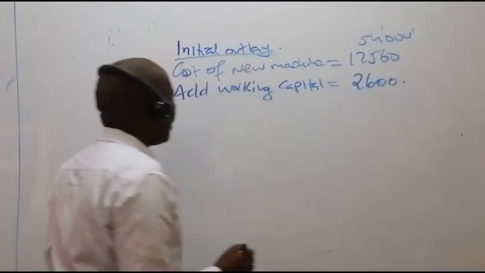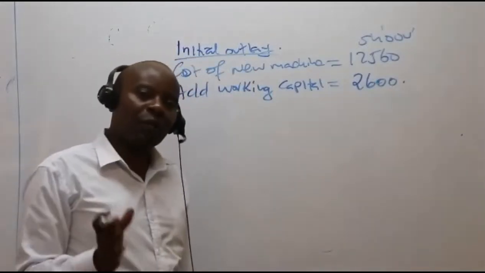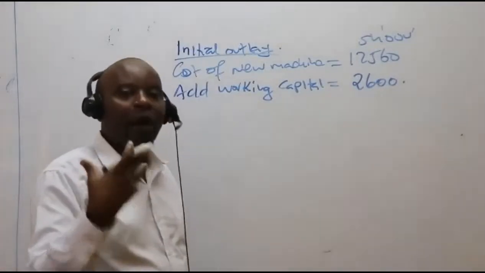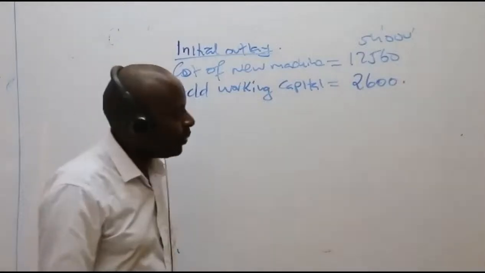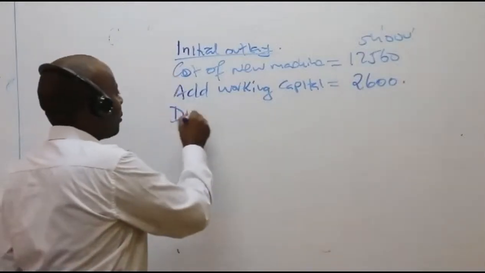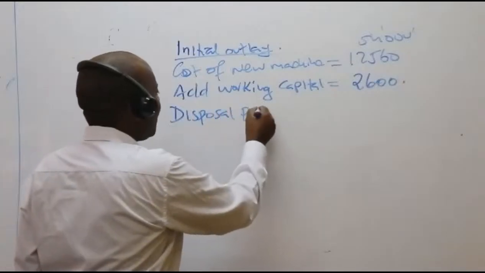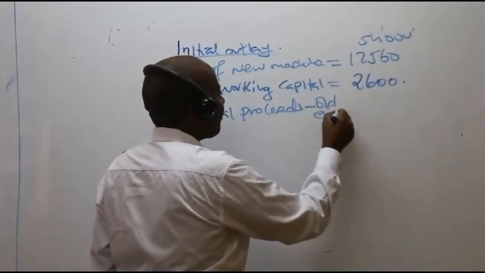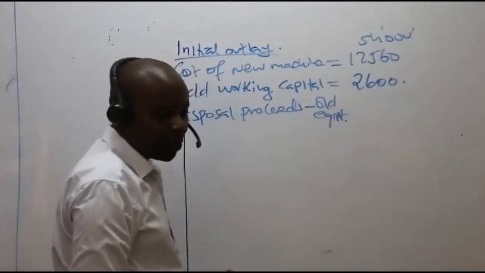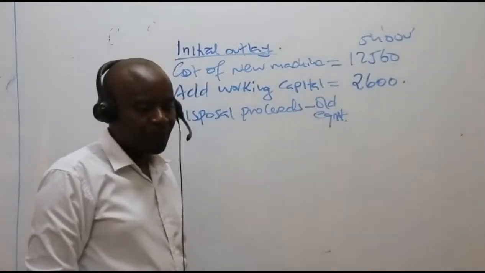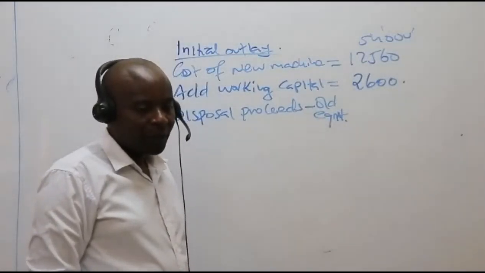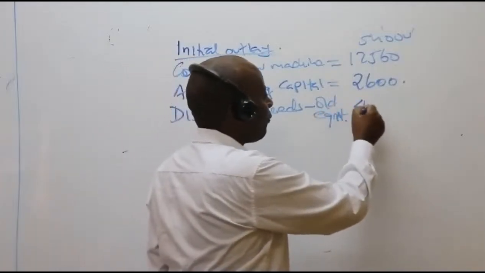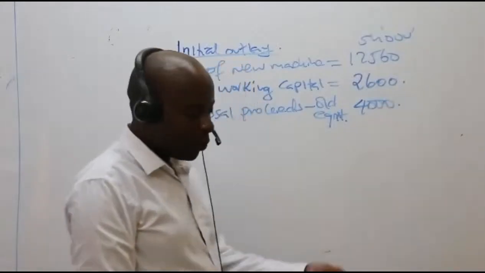Now, ladies and gentlemen, remember initially, should we decide to replace this machine today, we are going to get some money out of selling our old equipment. So in this case, come and give us disposal proceeds. Old equipment. Is there anybody who is able to see the disposal proceeds of the old equipment? Old equipment disposal proceeds in how much? 4,000.